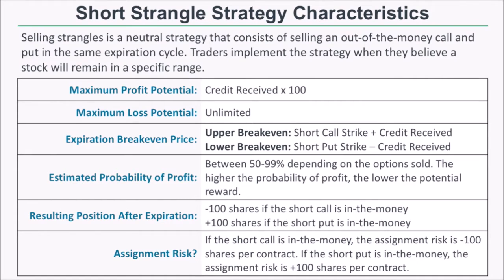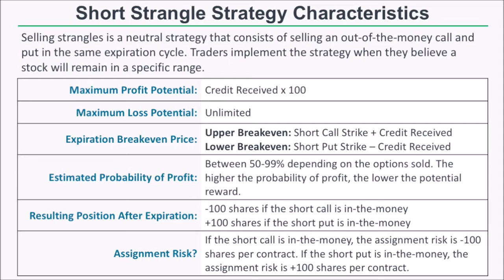Now, the break-even prices of a short strangle are going to be the short call strike price plus the credit you receive, and the short put strike price minus the credit you receive. So that credit you receive actually widens your break-even points beyond your short call and short put strike prices.